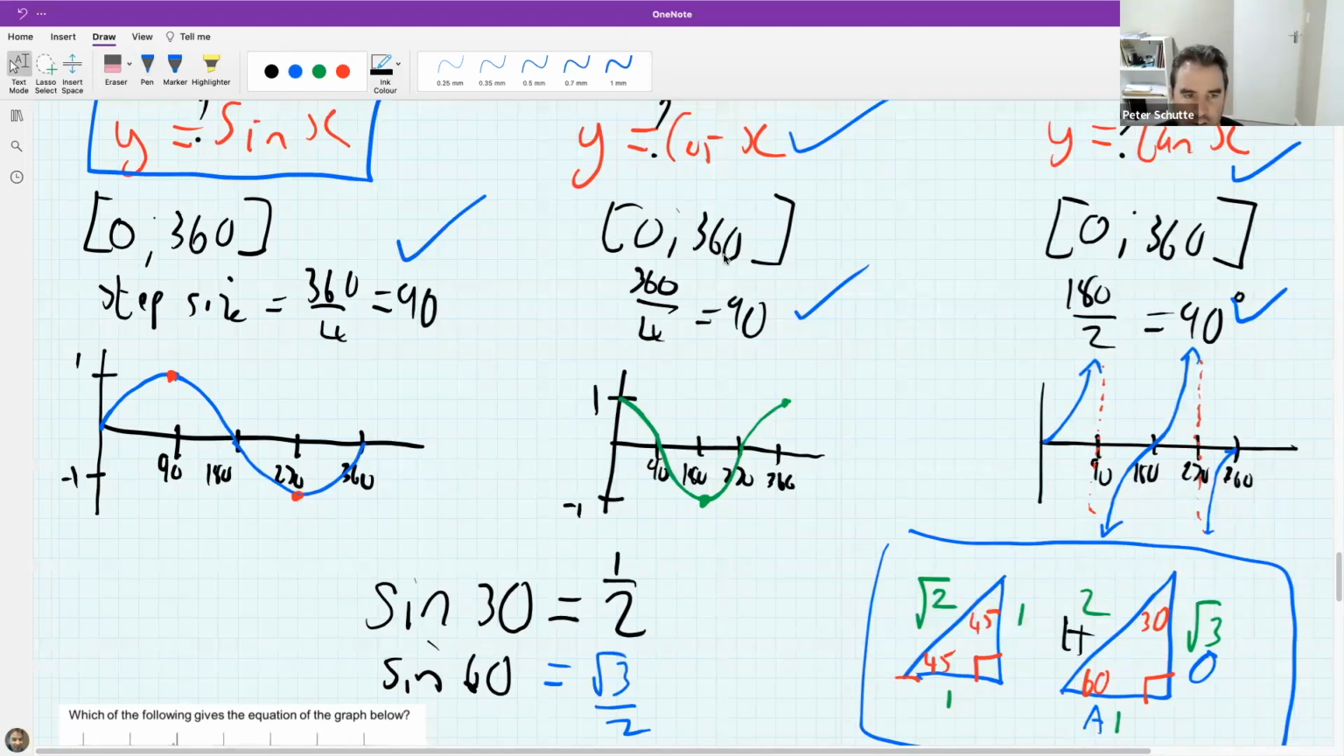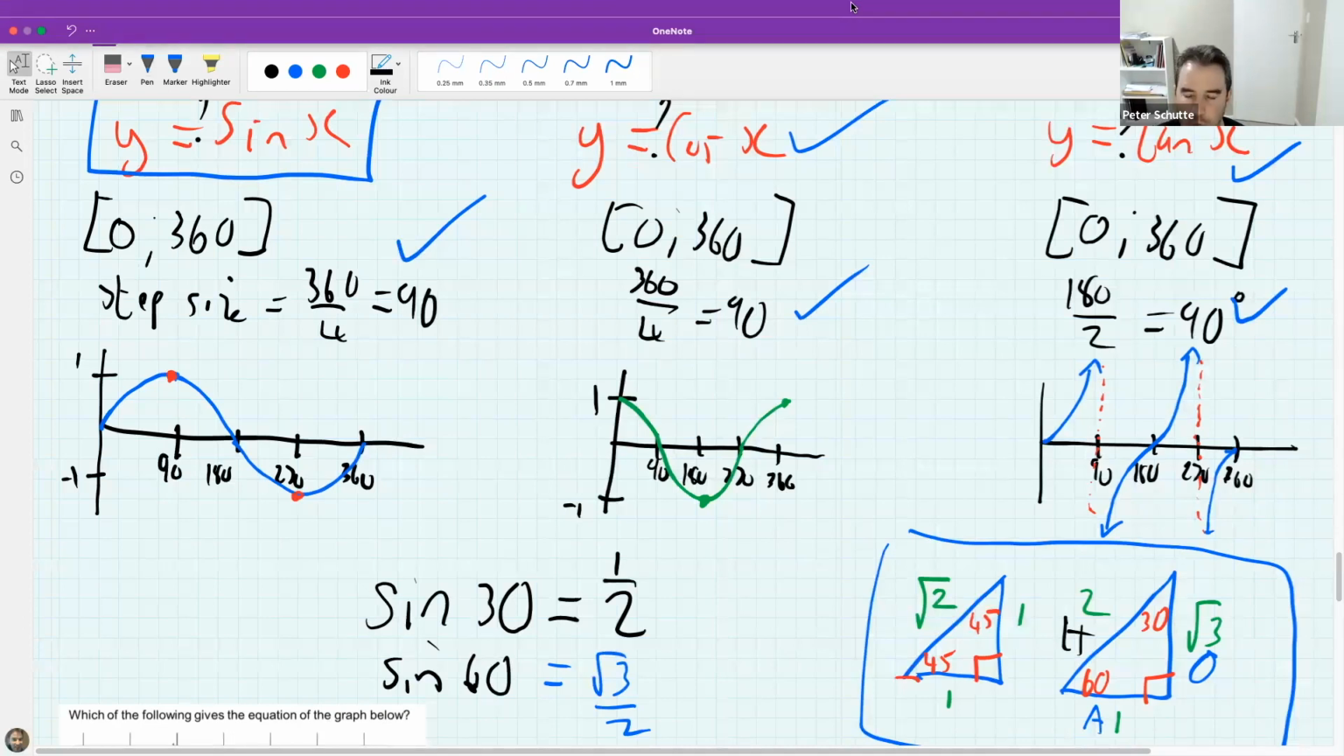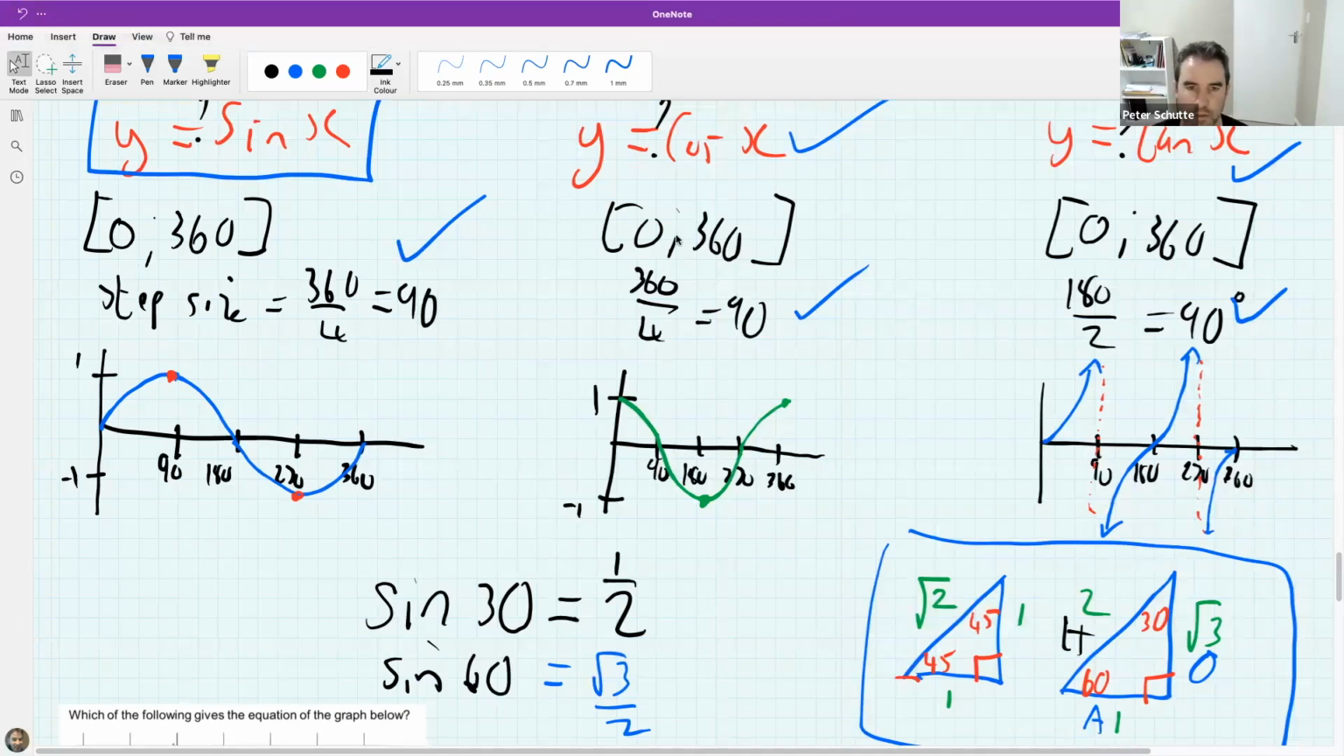Okay, Tsegavatso, let's go to you. Your question? So I would like to ask, if they say x is an element of 0 to maybe 180, what happens to the period of the sine and the cos graphs?